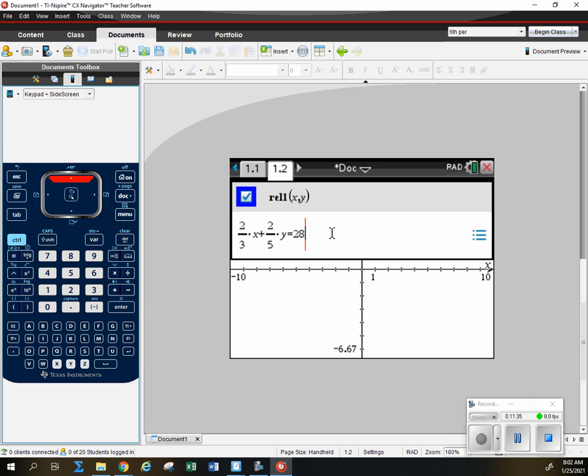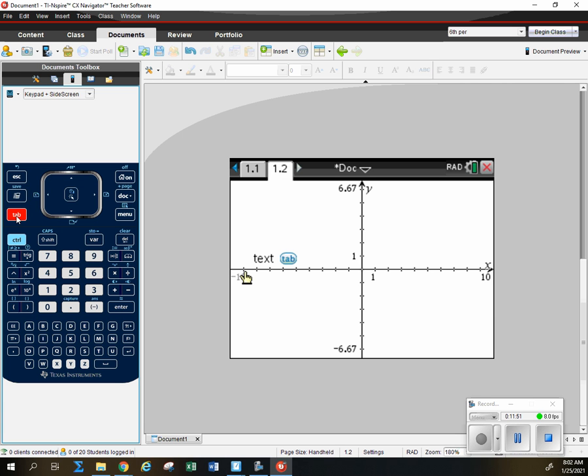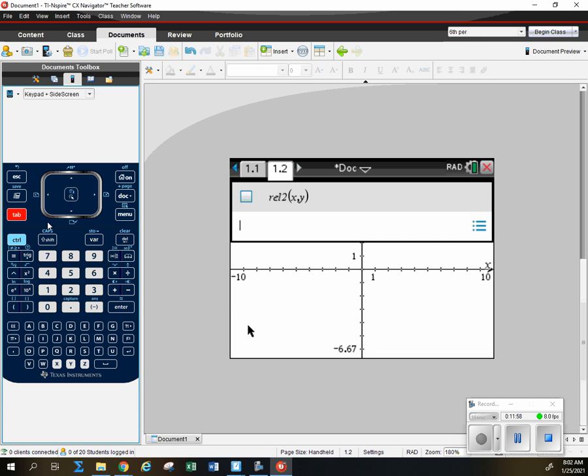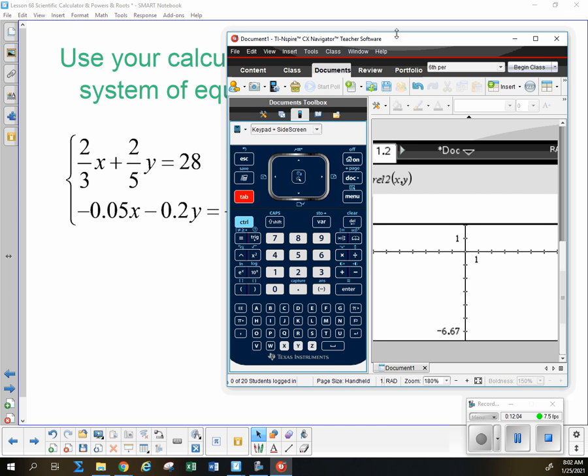You could have done 0.4 instead of 2/5, because 2/5 and 4/10 are exactly the same, no rounding, if that had been easier. Okay, when you're ready to do the next one, you hit the tab button, hopefully. Oh, I got that on the wrong thing. And now it should say relation 2 in terms of xy. And now we're going to enter the second equation.